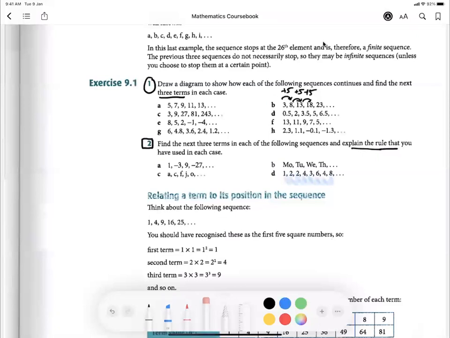Oh, this one I have to figure out. Good luck. I think this is a very tricky one.